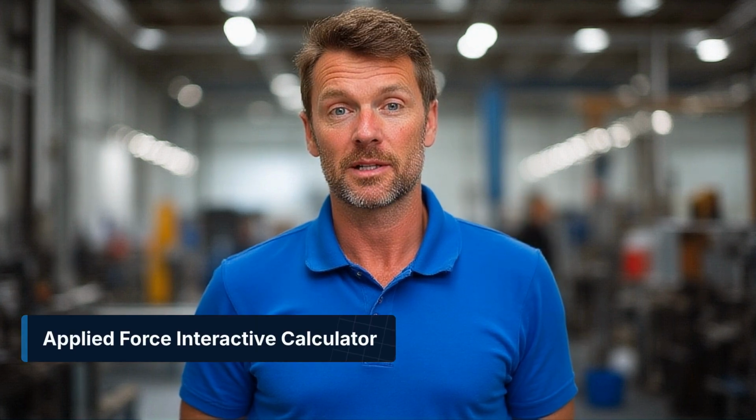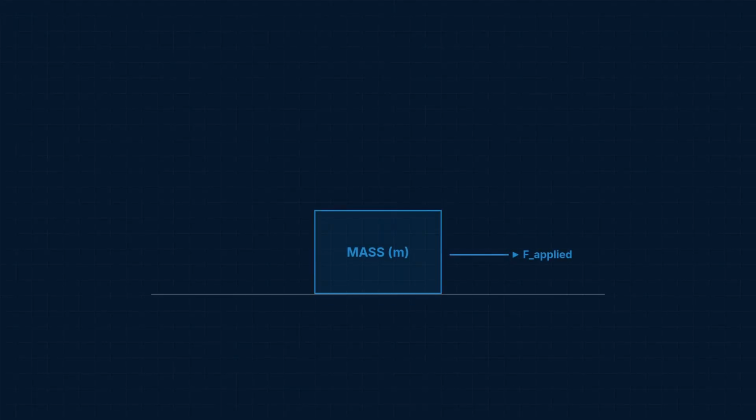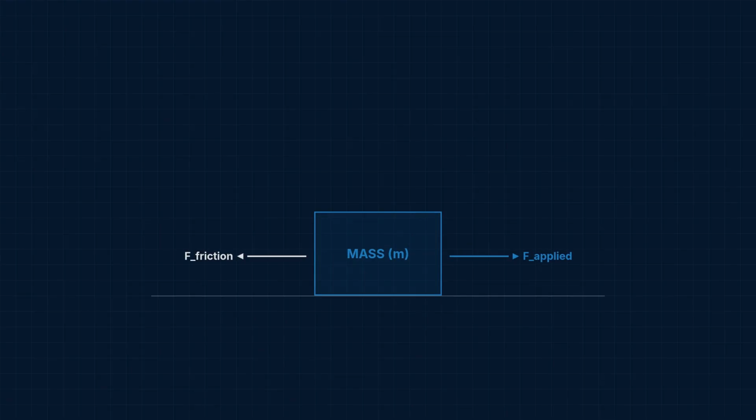The Applied Force Interactive Calculator solves force dynamics problems in mechanical systems. This calculator has a calculation mode dropdown with 6 options, including net applied force and mass from force. It also calculates acceleration, friction coefficient, required force with friction, and force components by angle.